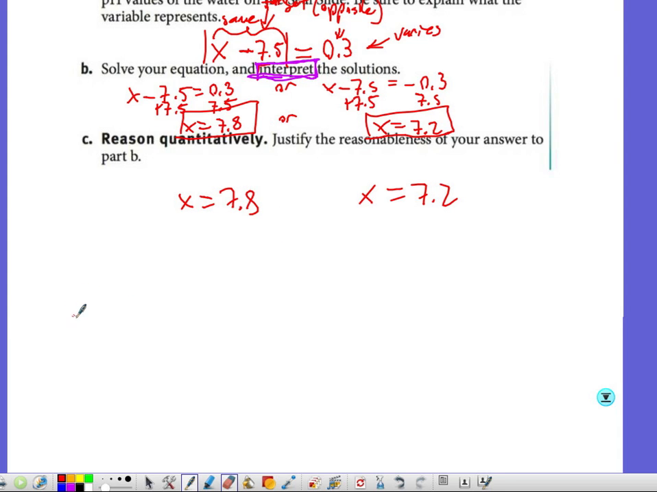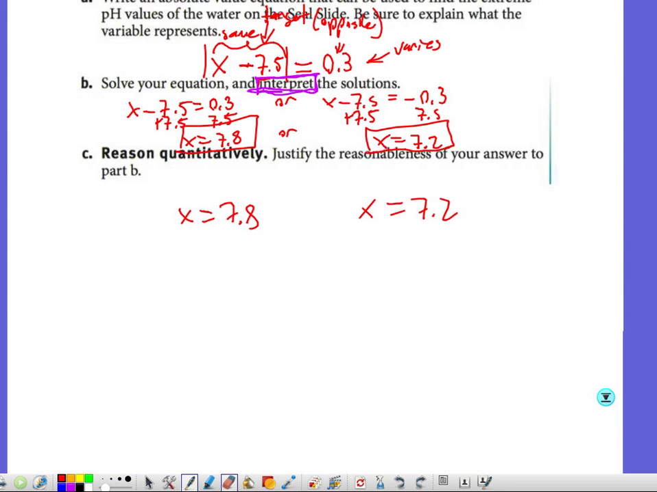If you were to walk up to a person and say x equals 7.8 and x equals 7.2, that person is not going to understand what you're talking about, and that person is going to walk away. Not much of a conversation, is it? So that is what I mean about interpreting your solutions.